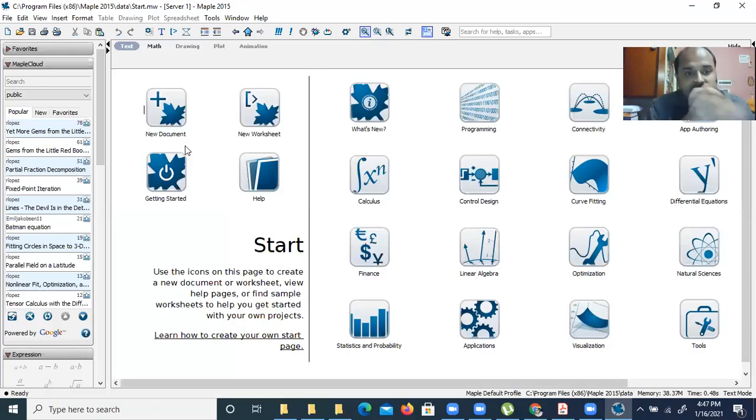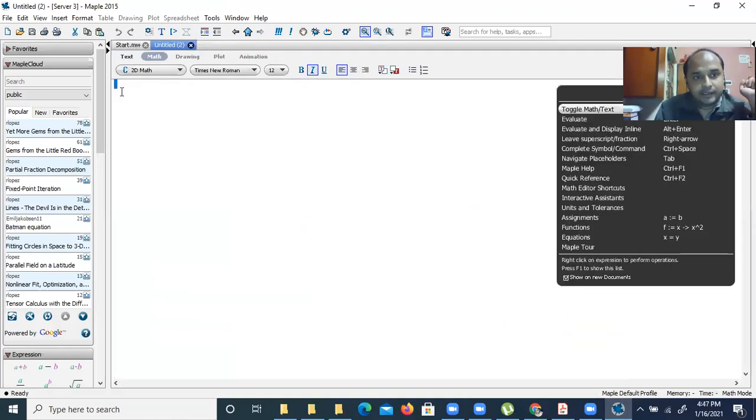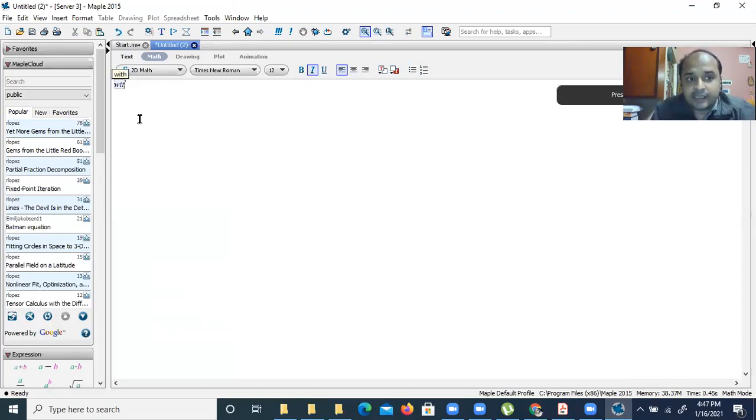That is the portal, and in this portal I'm going to select a new document. A page has been opened. In this page, I'm going to write a code first of all, and once I finish, you will get to know what is actually happening. Suddenly in the game theory class, why am I showing that to you? You'll understand. I have written "with" in small letters, and then I have written linear algebra.